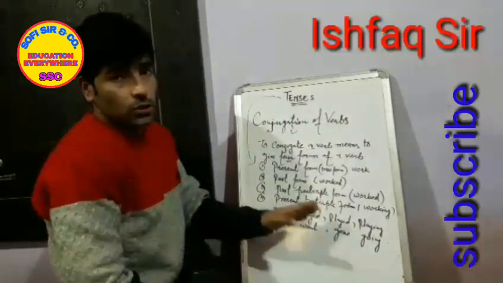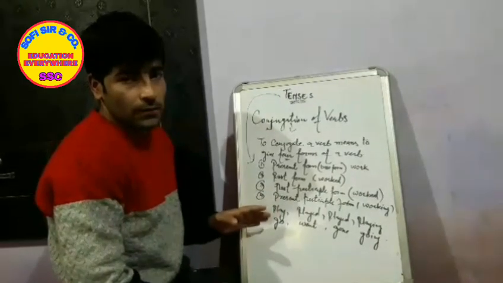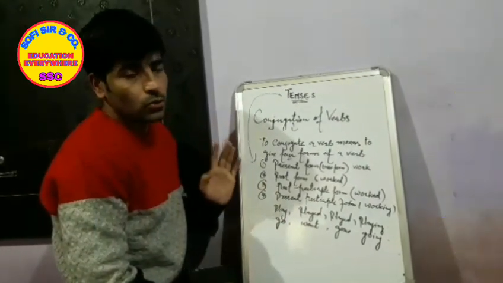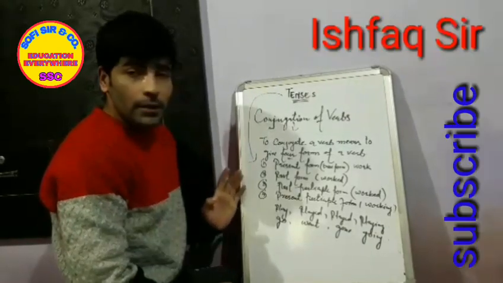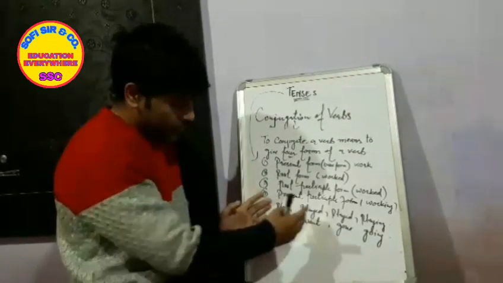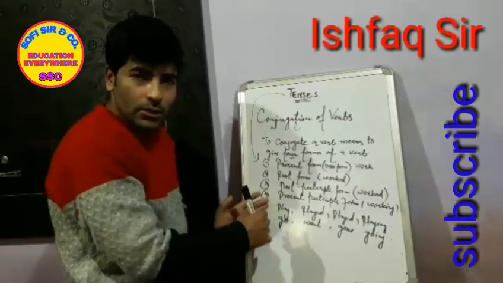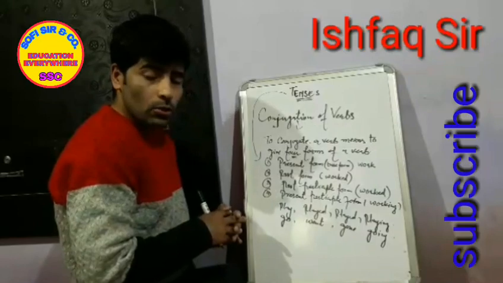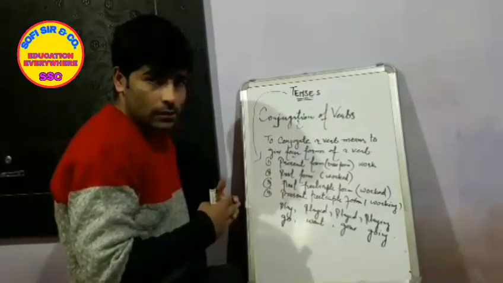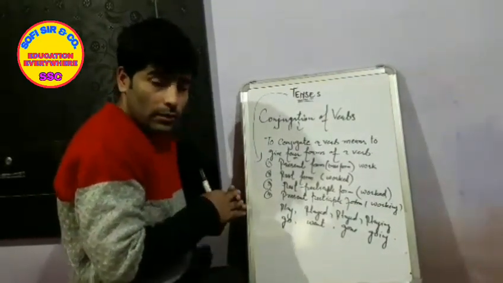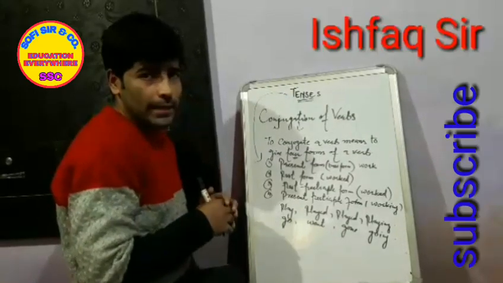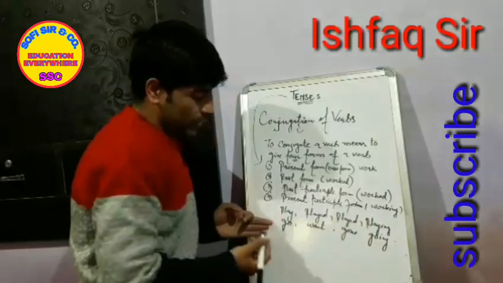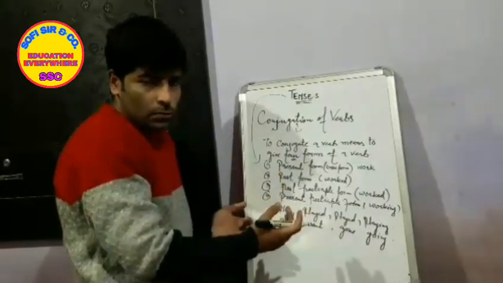To give these four forms of a verb is known as conjugation, or to conjugate a verb. So on the basis of this conjugation, you can see the difference. Some verbs are regular and some verbs are irregular. Some verbs are regular because they follow some rules, and some are irregular because they do not follow any rules. Just look at this: play, played, played, playing. We have added a suffix.